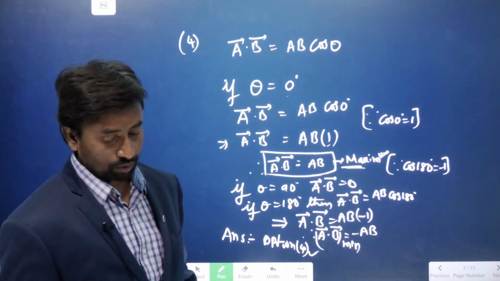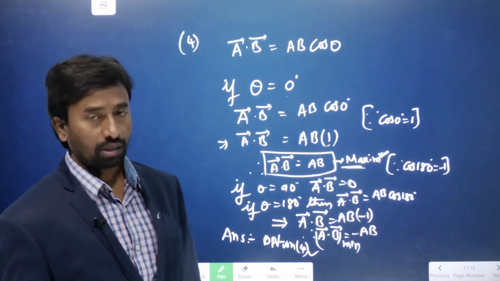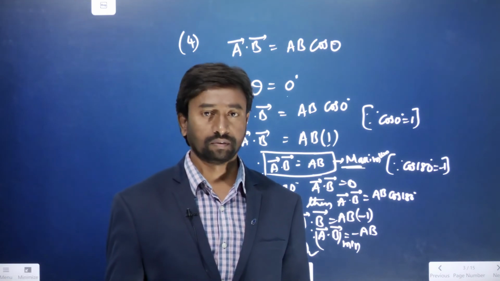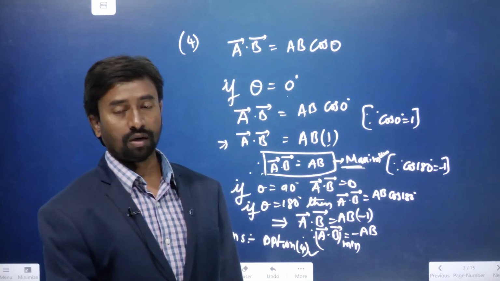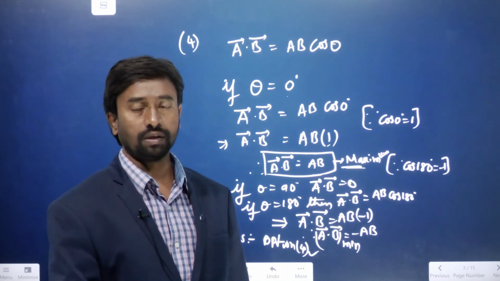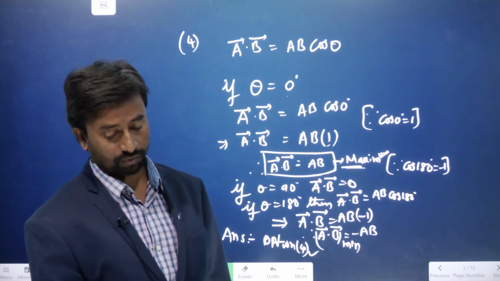For the 5th one, two vectors are added, then the resultant vector is? If two vectors are added, then the resultant will be a vector only. In the last classes we saw vector addition. If two vectors are added, then definitely we will get a vector only. So for the 5th one, it is option 1.